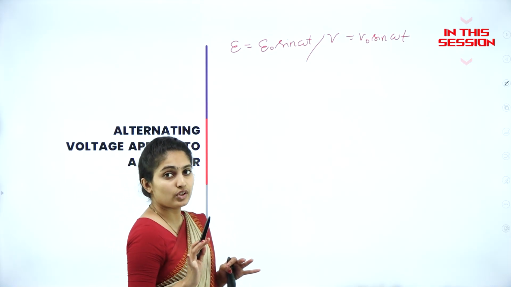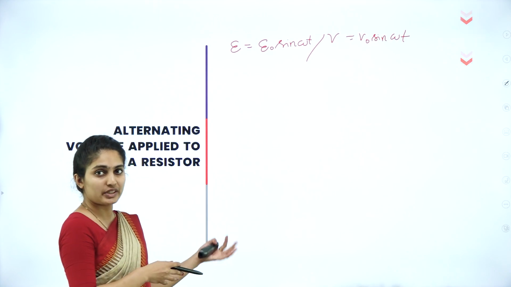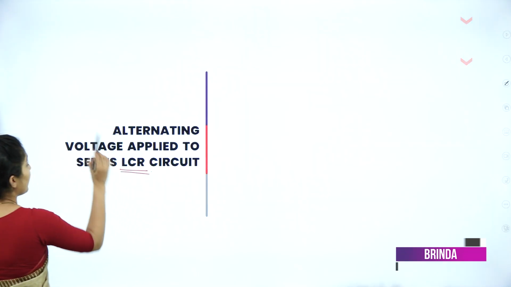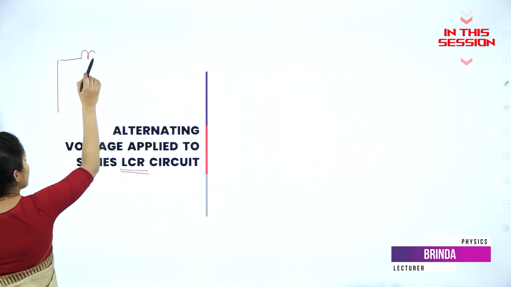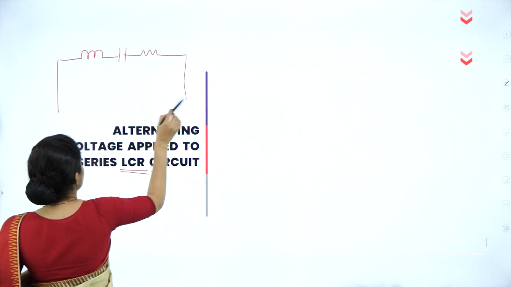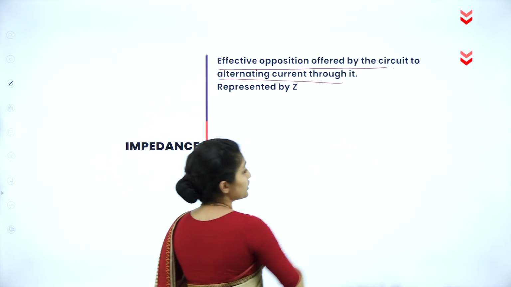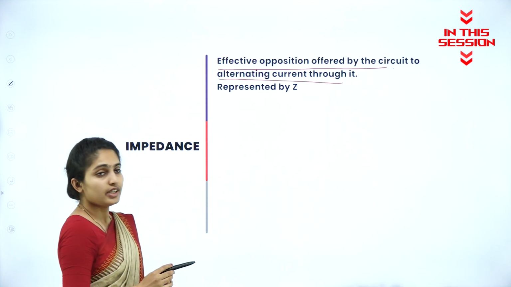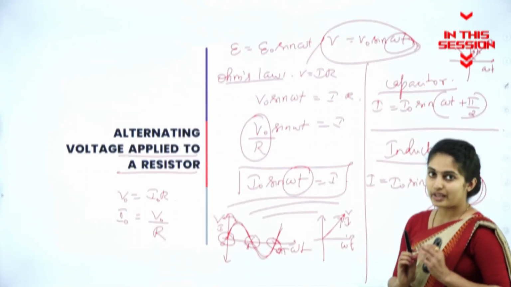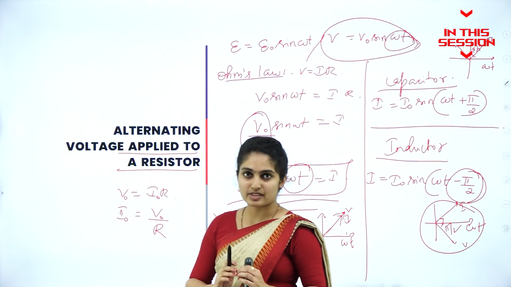Epsilon is equal to epsilon naught sine omega t, V is equal to V naught, both are one and the same, it produces voltage itself. LCR: L means it is an inductor, C means it's a capacitor, R means it's a resistor. The effective opposition which is offered by the circuit to the alternating current through it is called your impedance, where your phase diagram is very much important as well as your graphical representation.